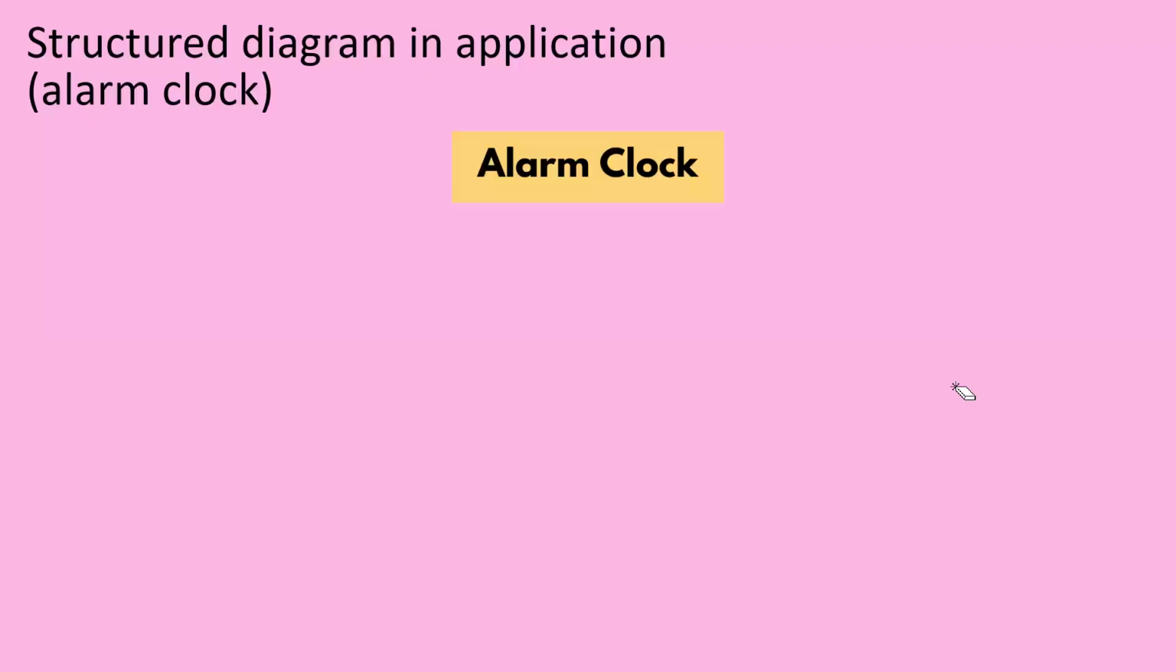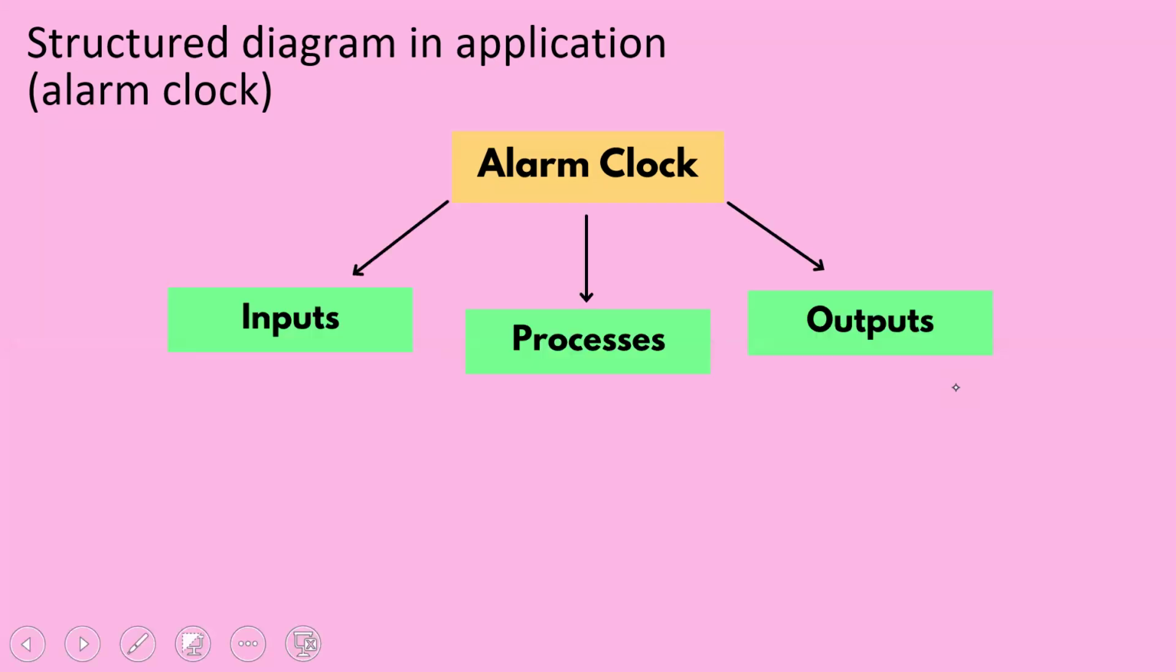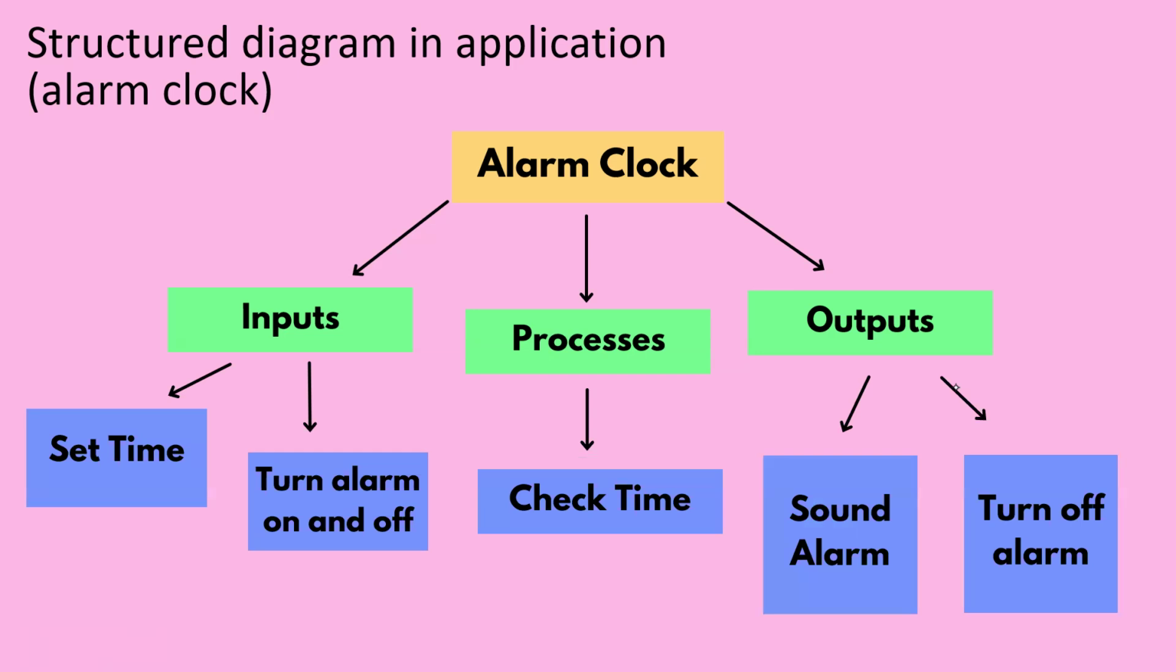Okay, what does it look like if it is a structure diagram for an application for an alarm clock? An alarm clock might have input, process, and output. So the top part is an alarm clock. Then we have input, process, and output. Then we have further parts on input.